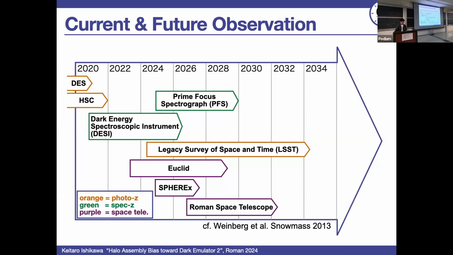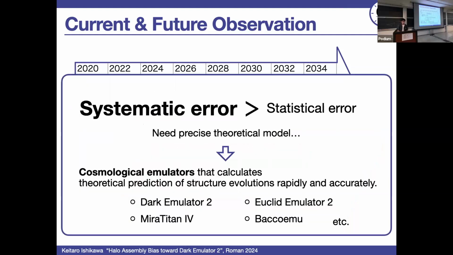This chronology represents the observation schemes that are ongoing and will launch. You can see that there are various surveys. The Roman Space Telescope is obvious, and there are DESI and PFS as well. These lead to smaller statistical errors, and the effect of systematic errors becomes relatively prominent. So we need precise theoretical models considering systematic errors. For example, there are cosmological emulators. These can calculate the theoretical prediction of structural evolution and statistical quantities rapidly and accurately.